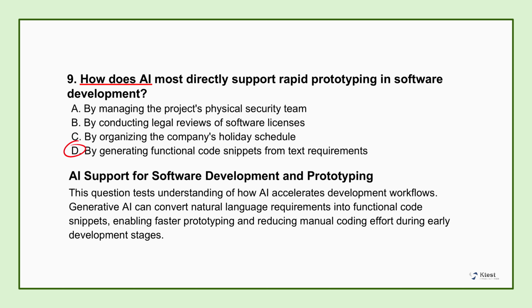By generating functional code snippets from text requirements. This is what tools like GitHub Copilot do, and it fundamentally changes the 0 to 1 phase of coding. Give me an example. You have an idea. I want a Python script that scrapes a website and downloads all the PDF links. A few years ago, that's an hour of looking up libraries, debugging syntax. Right. Now, you type that sentence into the AI. It spits out the code in 5 seconds. It might not be perfect, but you've gone from a blank page to a working prototype almost instantly.